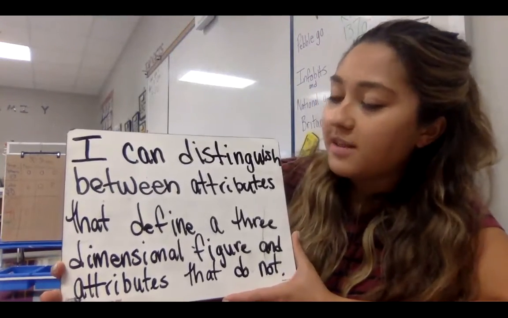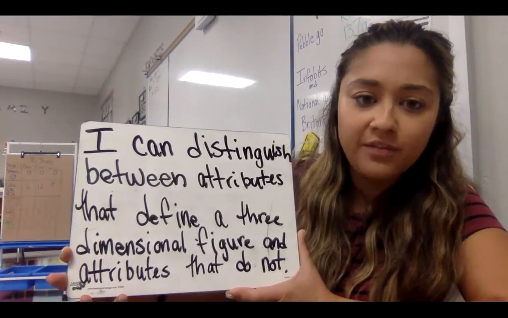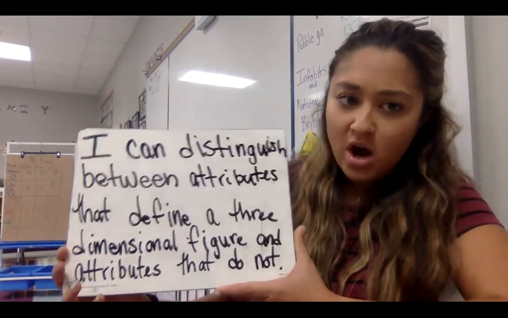Good morning. Our target says I can distinguish between attributes that define a three-dimensional figure and attributes that do not. What is an attribute? Remember, when we talk about attributes of a shape, we talk about things like the number of vertices it has, the number of sides it has, or the number of faces it has. Attributes that wouldn't define it, that we could not sort a shape by, would be things like color, size, orientation, which means maybe how the shape is sitting. Is it upside down? Is it up straight?